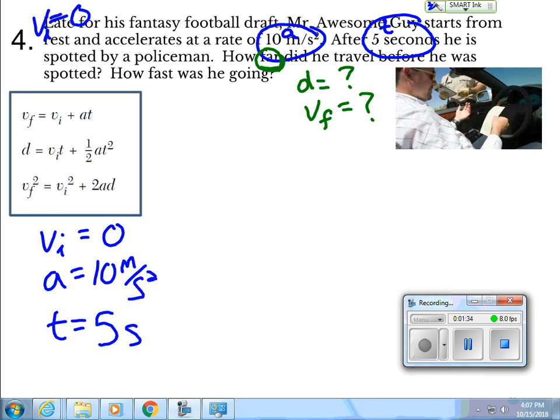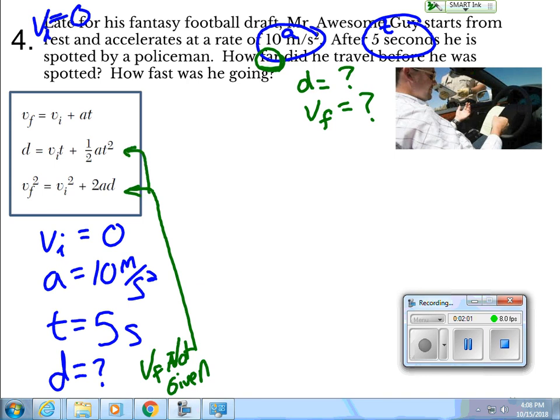Alright, so how far did he travel before he was spotted? Okay, so we're looking for D. Let's work on this first one. We don't know what D is. What do we not know? We don't know what his speed was when the cop clocked him going a certain speed. So we don't know V final for now. Since that's not given, you're going to look at these problems and find the ones that have V final in them and get rid of them. Don't choose that.